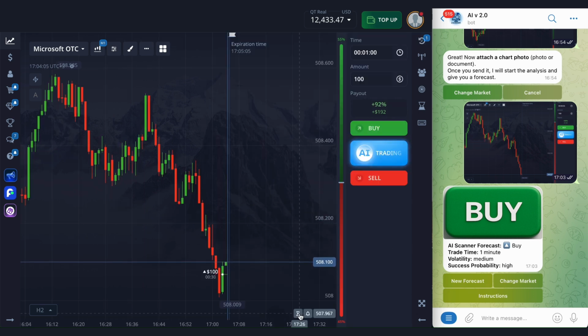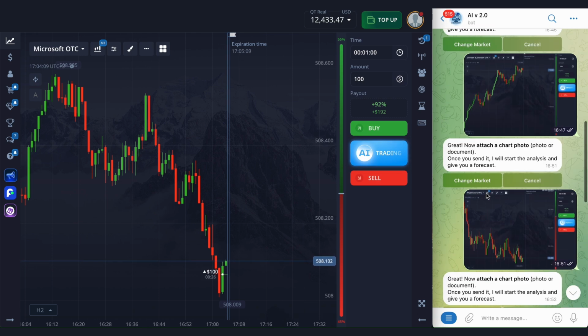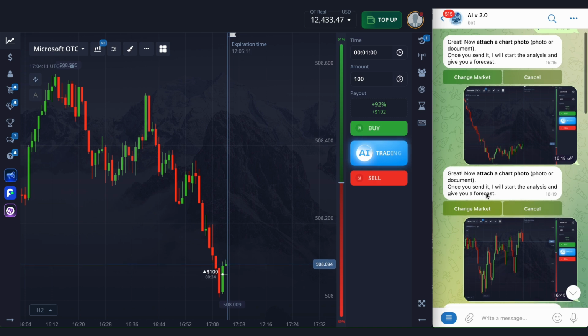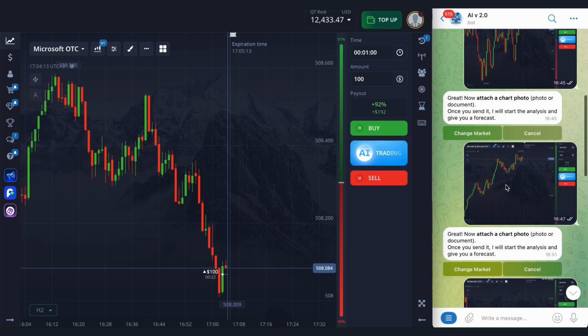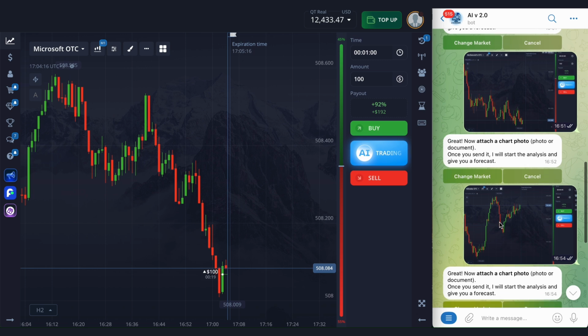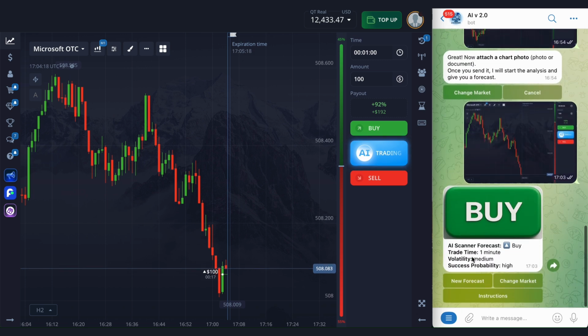On our timer, we have 30 seconds left. We are almost there, people. AI screener version 2.0 predicting our trades today. As you can see, all we had to do was send a screenshot. It processes it and tells us whether to buy or to sell and at what time to execute our trades. Alongside that, it gives us parameters on the volatility level of the trade and the success probability of the trade. Ladies and gentlemen, on our timer, we have 7 seconds left, almost there.